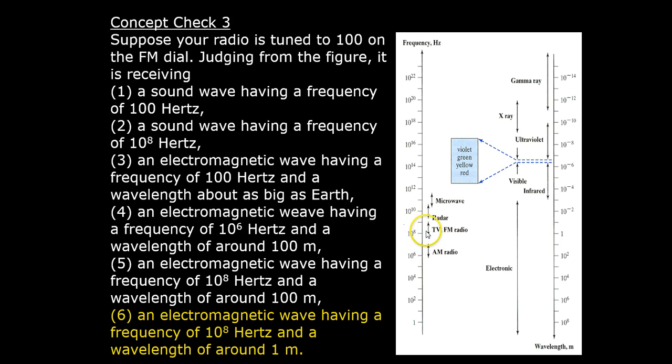So we put our little cursor around 10 to the 8th, 10 to the 9th, go horizontally straight across. And what do you notice for the wavelength? A frequency of 10 to the 8th or 10 to the 9th has about a 1 meter wavelength, right? So 5 is wrong because it says 100 meters. 100 meters would be like AM radio, right? So number 6 is right because 10 to the 8th FM gives a wavelength of a meter. Make sure you understand this because you're going to see stuff like this on the tests and in the homework.